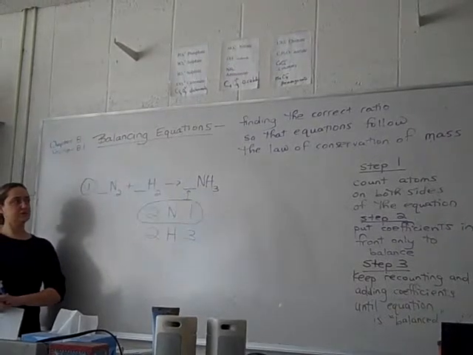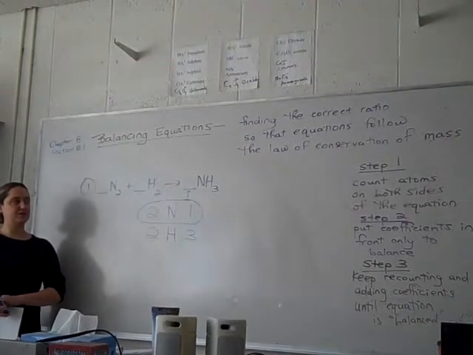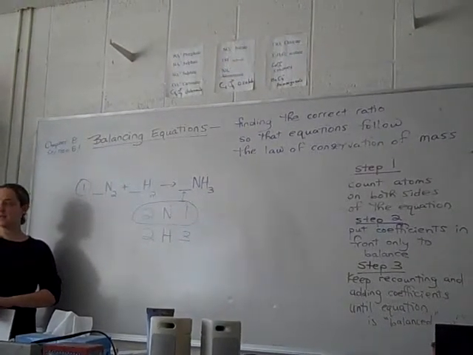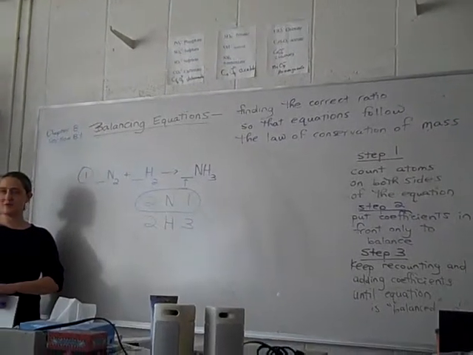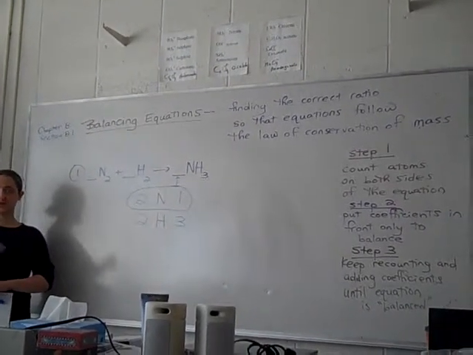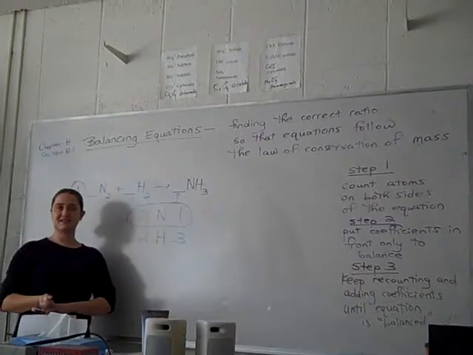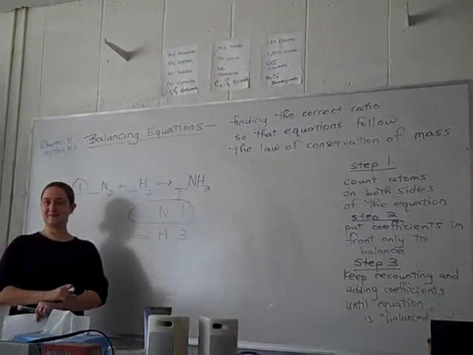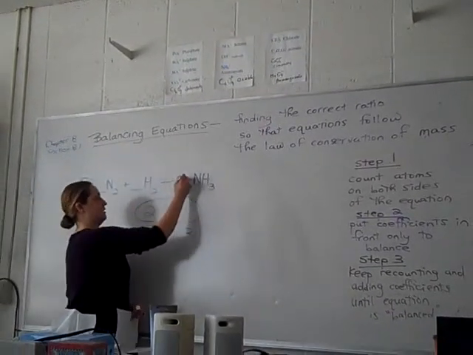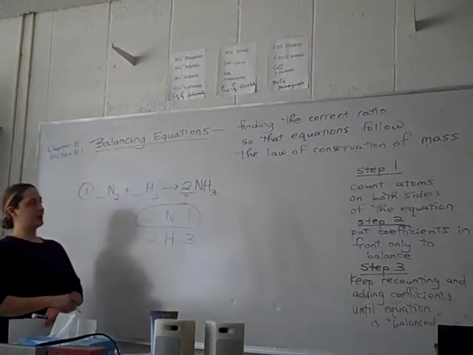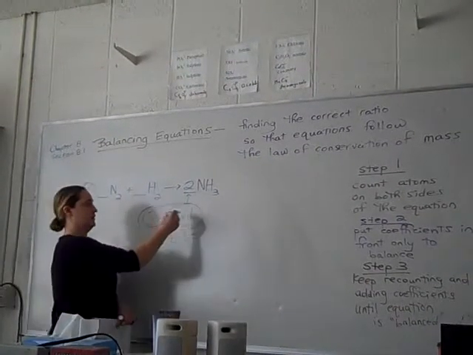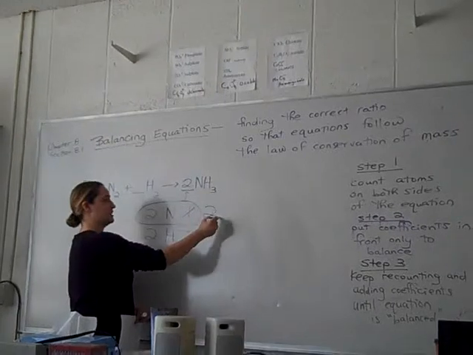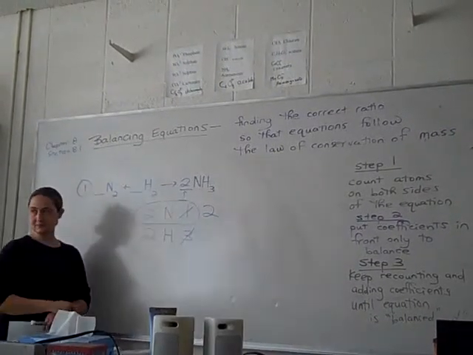Raise your hand if you know what I could multiply NH3 by to get the correct number of nitrogens on each side. We want 2 nitrogens on each side. Do you want to try? Take a guess? 2. Okay. If we multiply NH3 by 2, that will give us our 2 nitrogens, right? But then what's the problem with the hydrogens?